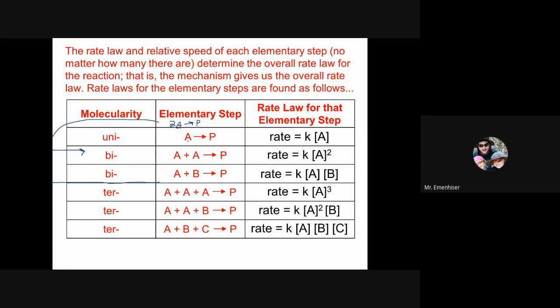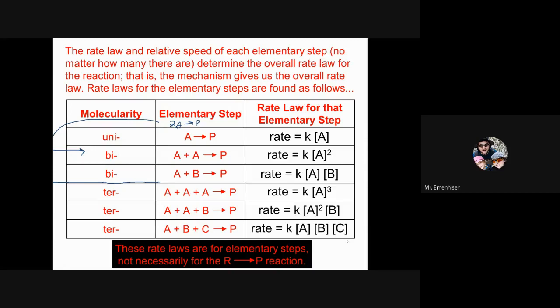Okay, so this is the molecularity. Unimolecular means that there's one thing involved in the reactants. Bimolecular means it's 2, even if it's 2 of the same thing. Bimolecular is 2, and so that's the rate law squared, and so on. The rate laws are for elementary steps, not necessarily for the reactant products. So these are for elementary steps.